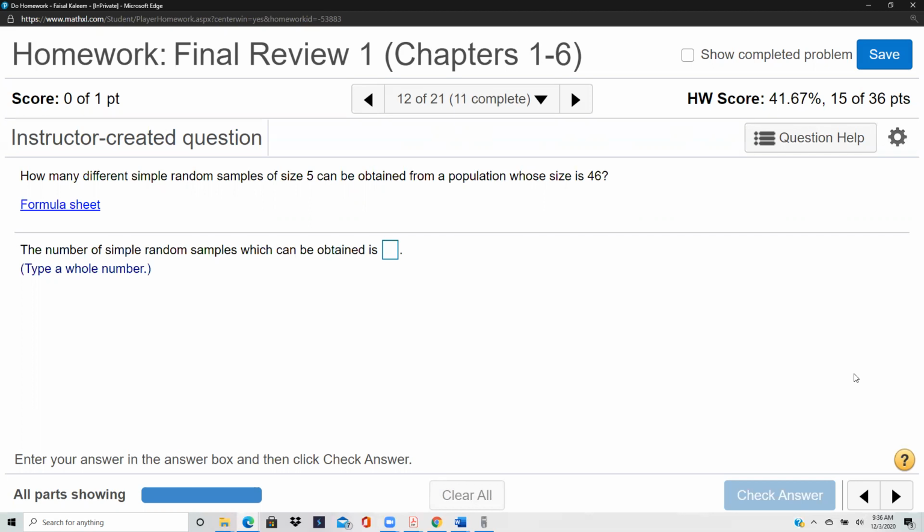So what's the first thing we have to spot? Is it that or that? We are picking up 5 things from 46. So either it is that or that. What are the... stratified? No. Well, they're not asking the name of the sample.